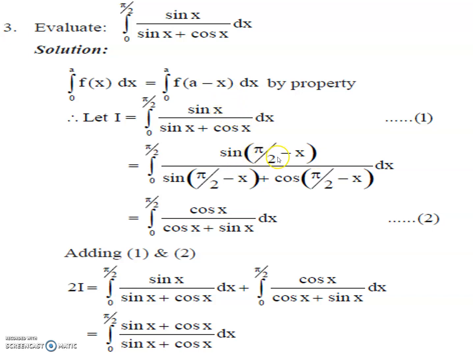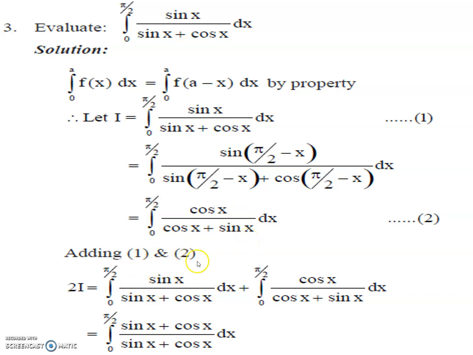Sin in bracket pi by 2 minus x, upon sin in bracket pi by 2 minus x plus cos in bracket pi by 2 minus x. So we know that sin of pi by 2 minus theta is cos theta and cos of pi by 2 minus theta is sin theta. Lower limit 0, upper limit pi by 2, cos x upon cos x plus sin x.